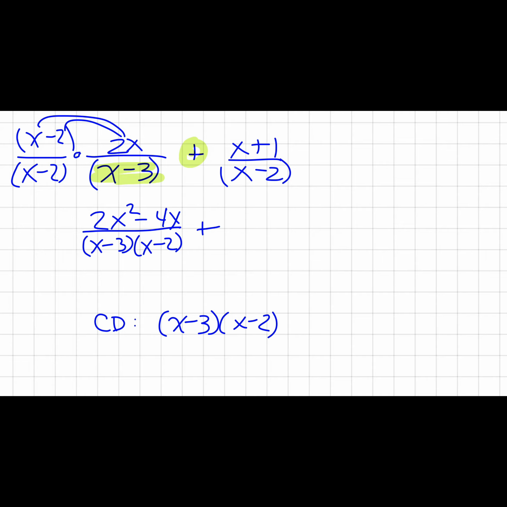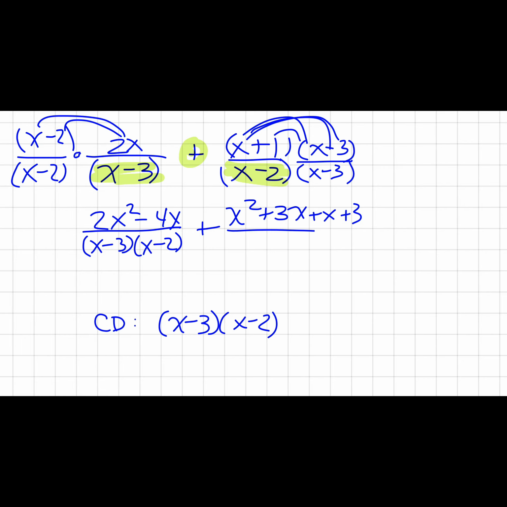Plus, looking at our second fraction, right now I have x minus 2. I want x minus 3 times x minus 2. So I need to multiply by x minus 3. And here I need to FOIL. So I get x squared plus 3x plus x plus 3 all over x minus 3, x minus 2.